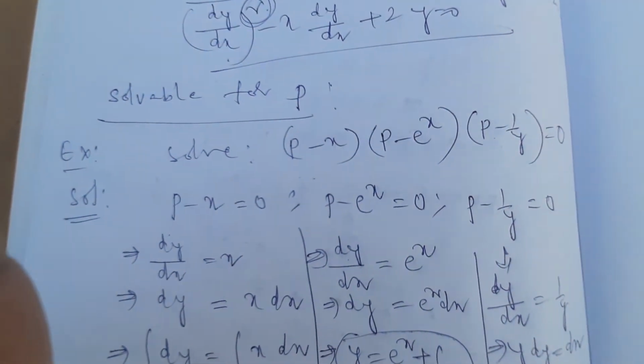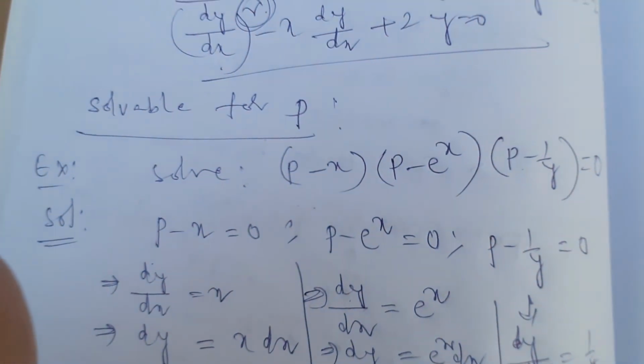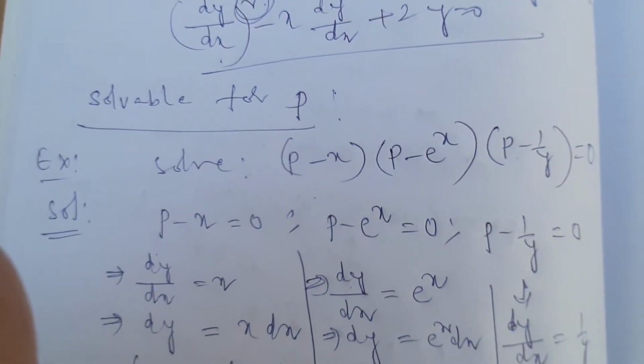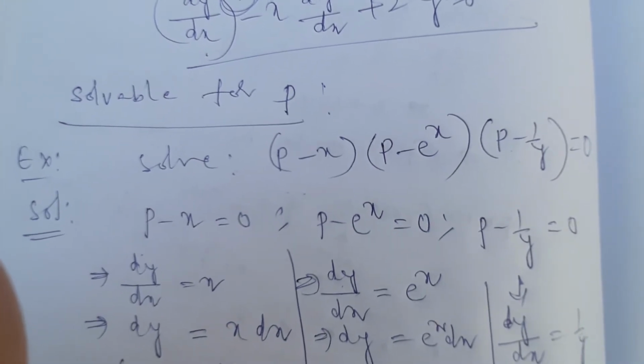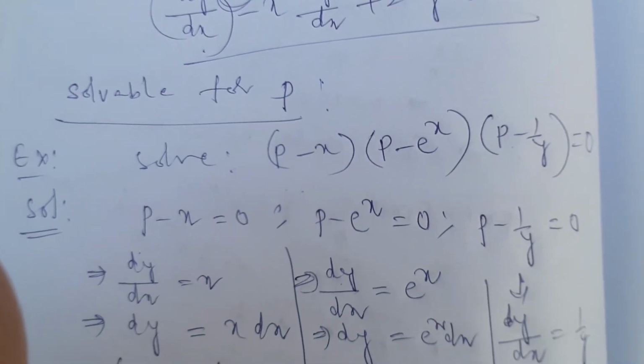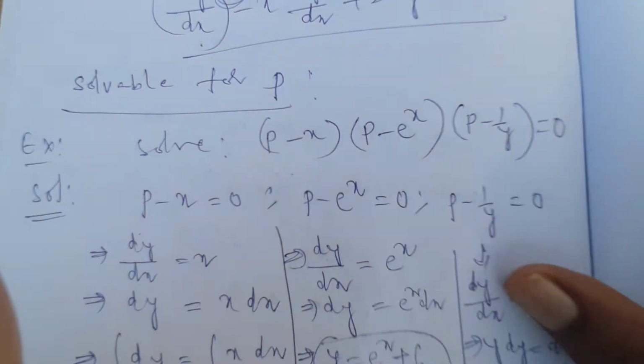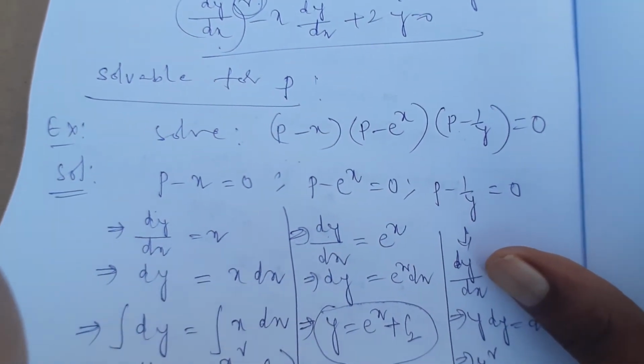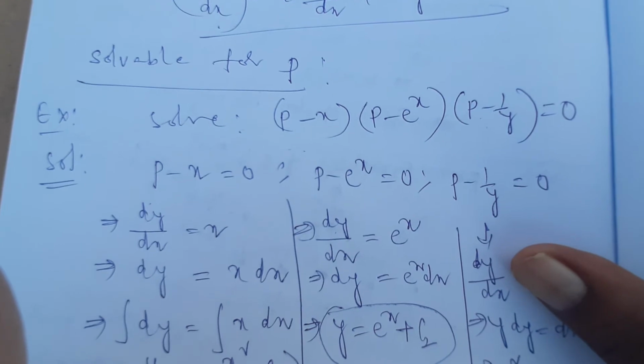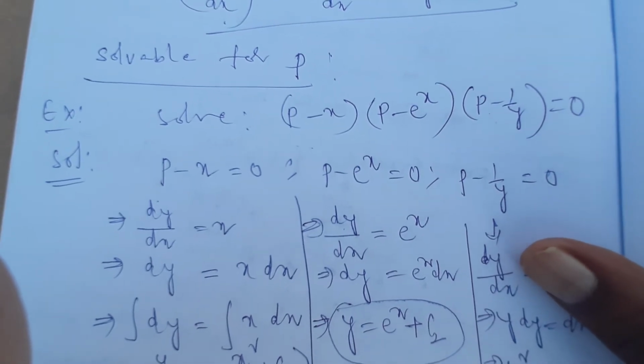Once again I will explain this bit. Listen all of you. This is the model for solvable for p. Here they will give: solve (p minus x) into (p minus e^x) into (p minus 1/y) equal to 0. This is the given problem. So here what is the p value? P value means nothing but dy/dx.